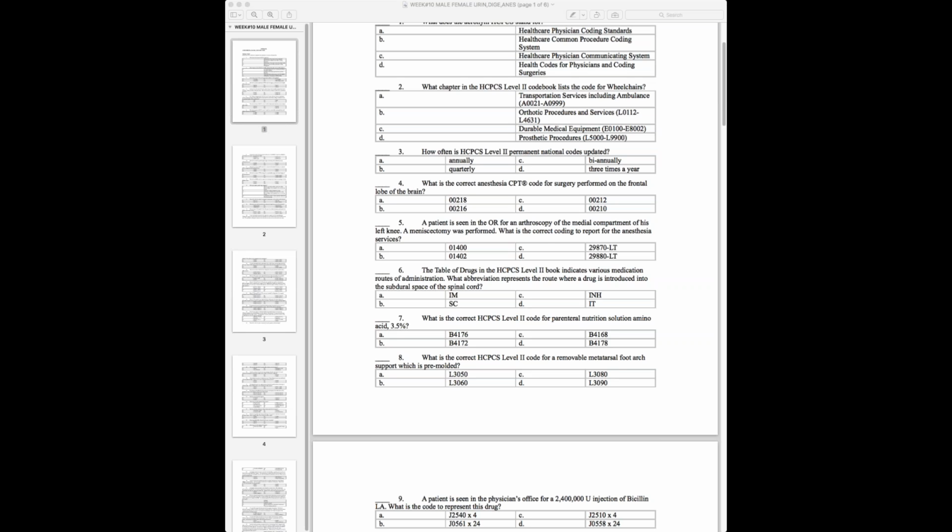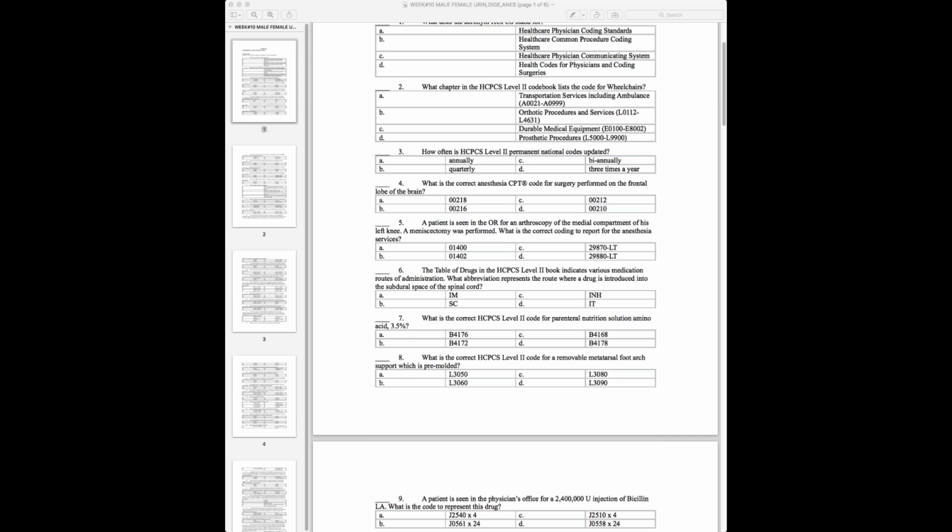And remember that they will have about 5 questions on the national exam in reference to HCPCS. So I hope you did well with that. Please let me know if you didn't so we can spend more time talking about it on a one-on-one basis. But for number 9, your answer should be B. B as in boy. Number 9 is B.